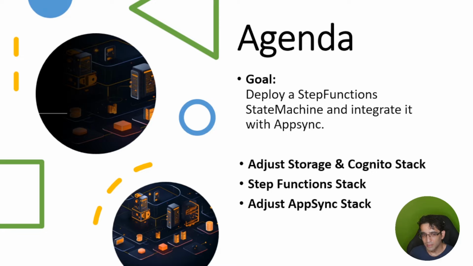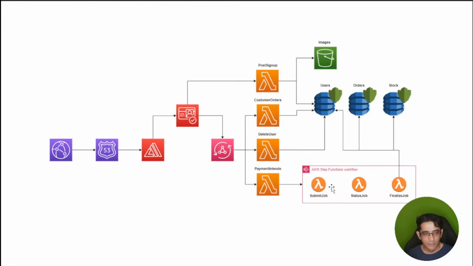Before we get started, let's have a look at the overview diagram of what we have so far and what we will be creating. This is what we created in the last episodes. We have the Amplify frontend and a Cognito user pool. When a user creates an account, the user pool triggers the post sign up Lambda, which will then create a directory in the images bucket. This bucket will later contain images related to the orders.